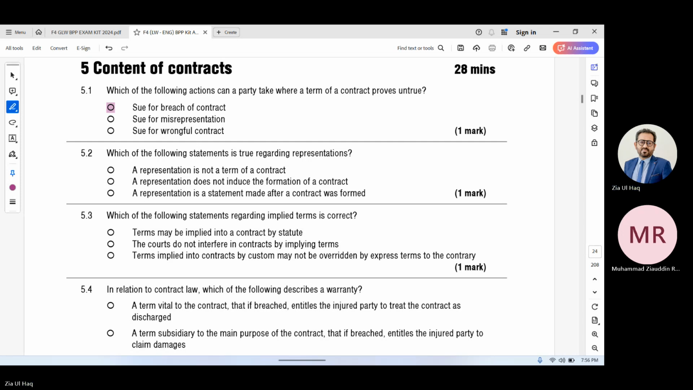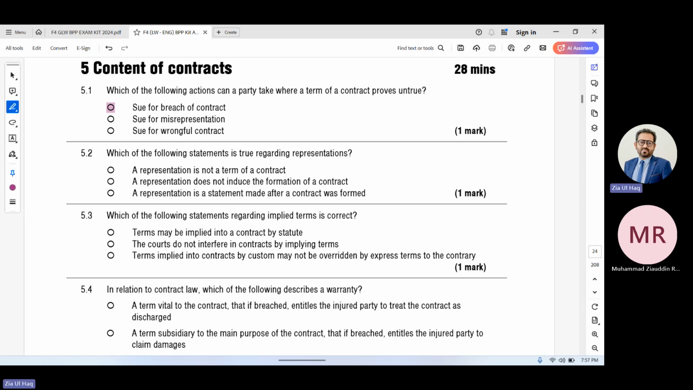Term, the main statement of the contract. Representation, additional, like negotiations for the contract. That is not the root cause. The root cause is the representation, a subsidiary statement. So 5.2, which of the following statements is true regarding representation?